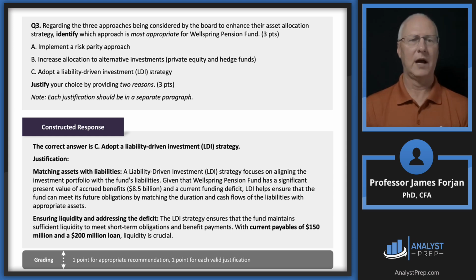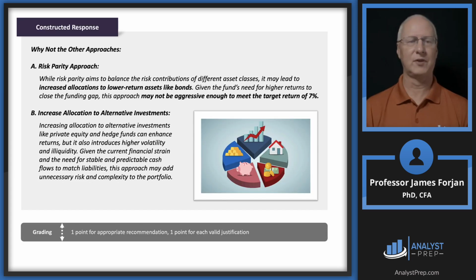So how are we justifying this? So we're matching the assets and liability. That makes sense. Ensuring liquidity and addressing the deficit. That makes sense. So what don't we like about risk parity? Well, what did I say earlier? That method assigns an allocation according to the risk. And so this kind of ignores the first moment of the distribution. So it may not be aggressive enough. It'll probably throw too much into fixed income.